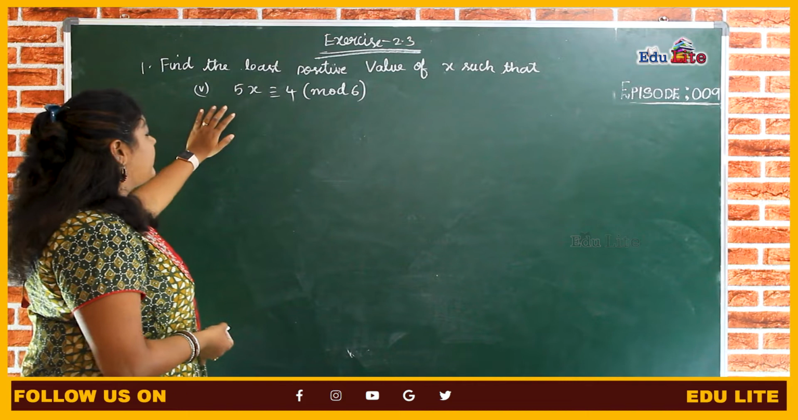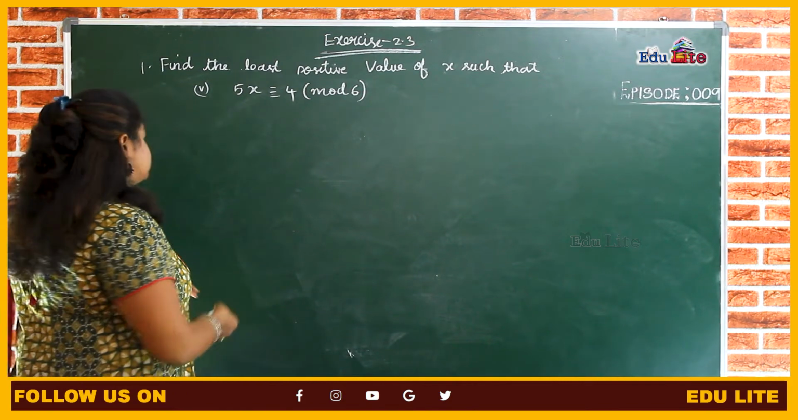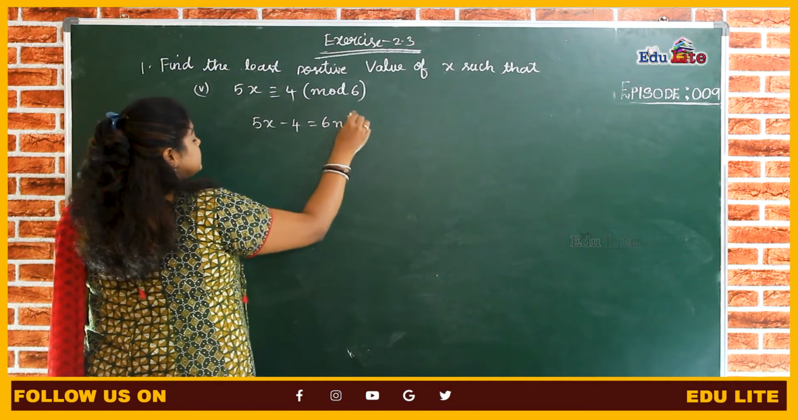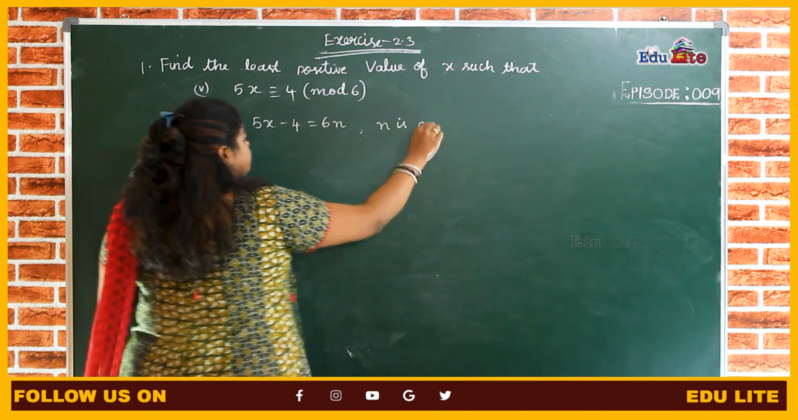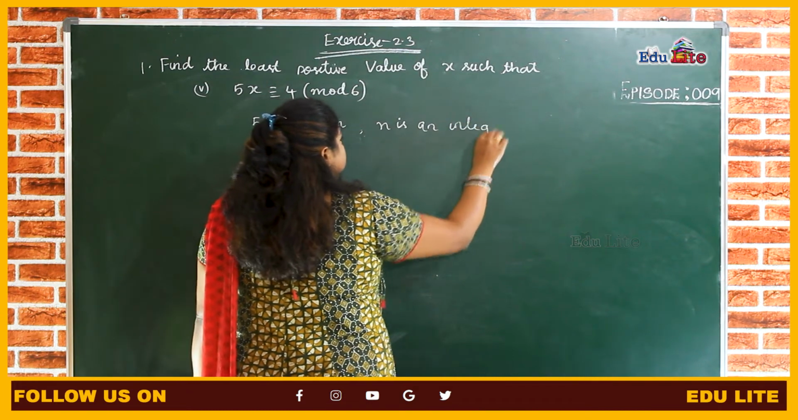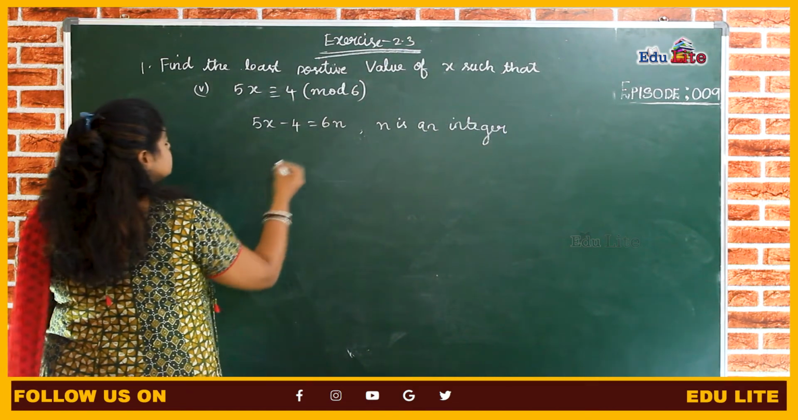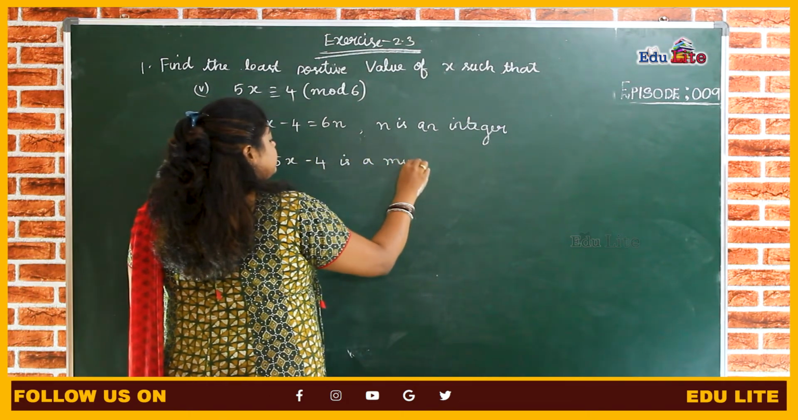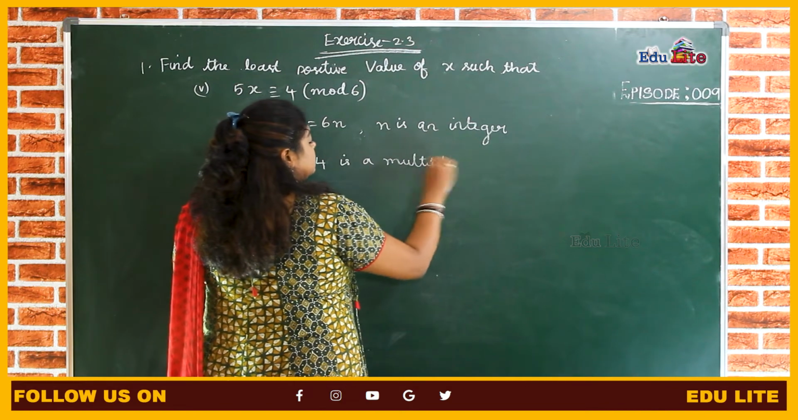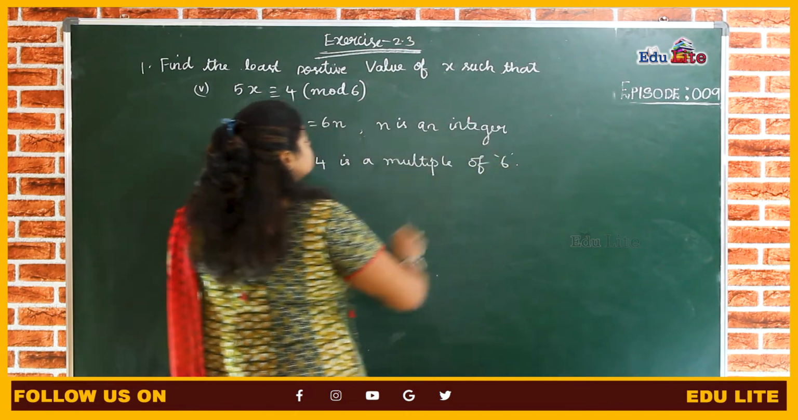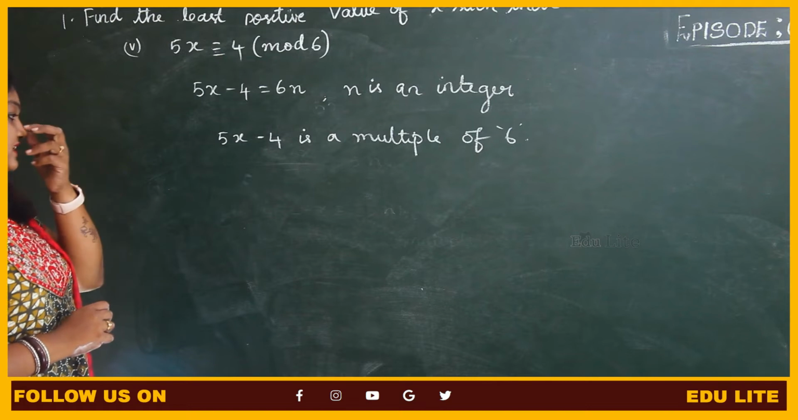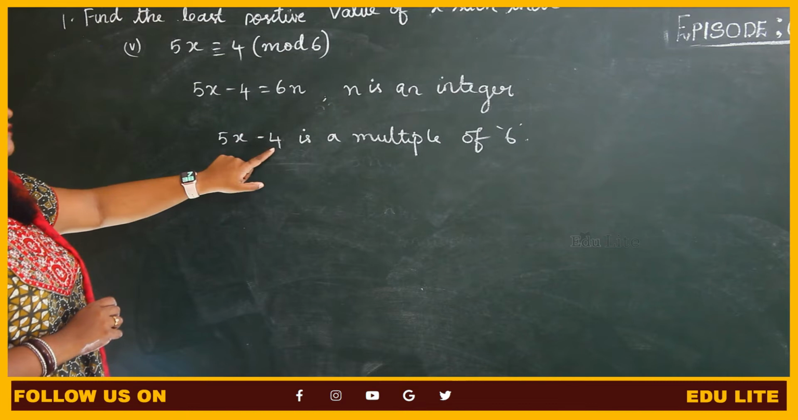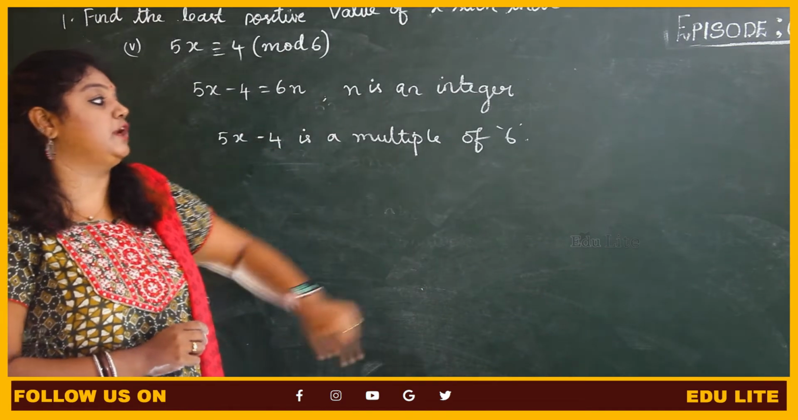Fifth subdivision is 5x is congruent to 4 mod 6. Let us rewrite this as 5x minus 4 equals 6 into n, where n is an integer. What does this mean? 5x minus 4 is a multiple of 6, which means we have to choose the value of x in such a way that after multiplying it with 5 and subtracting 4 from it, it should give us a multiple of 6.